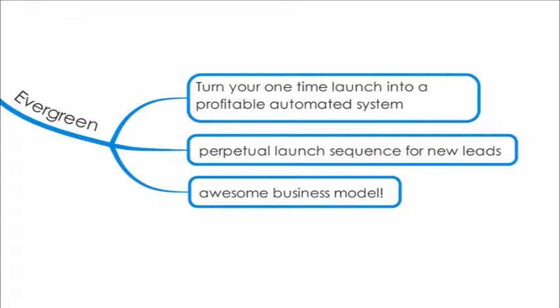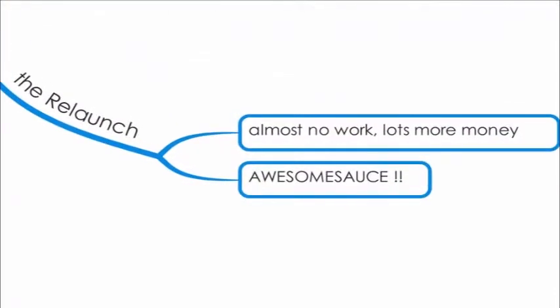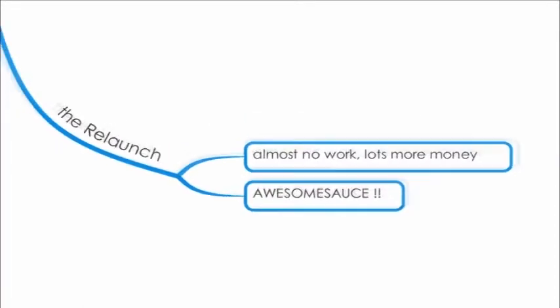And what you're doing here is leveraging the work you did. If you put together an internal launch or even a JV launch, you're taking that work you did with the pre-launch content and you're creating increased leverage because you're using that work over again. And this way, as new leads come into you, you do a launch as they come in. This is an awesome business model. And then there's the relaunch. I mentioned this earlier, so I'm not going to go back into it, but basically it's great because it's almost no work and it's a lot more money.